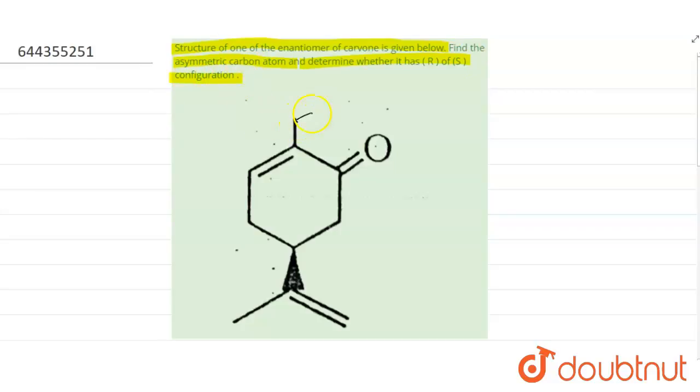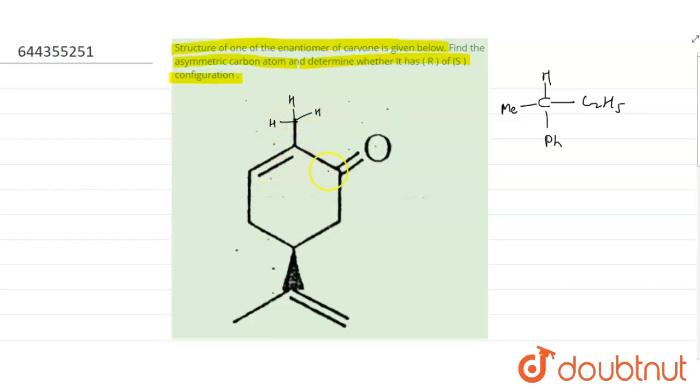For that, an asymmetric carbon has all four groups attached to it different. I'll give you an example. Okay, this carbon has all four groups different, so that is why this is an asymmetric carbon. So we have to find the asymmetric carbon in this molecule also. In this molecule, we can see there are three hydrogens, so this is not an asymmetric carbon.